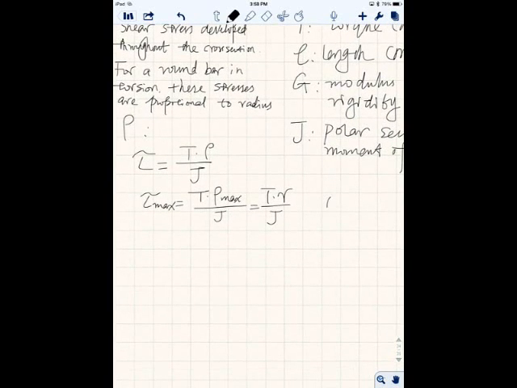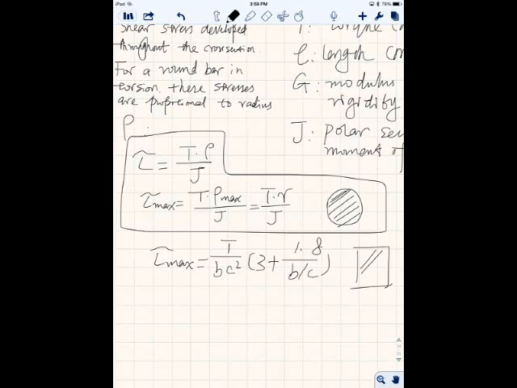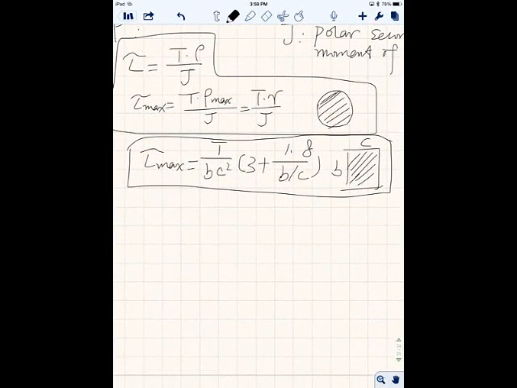Now that's for a circular cross-sectional area. If you have a rectangular one, this is the equation we need to use, but I don't think I'm going to have any example that requires you to use this definition, just to let you know, all right?